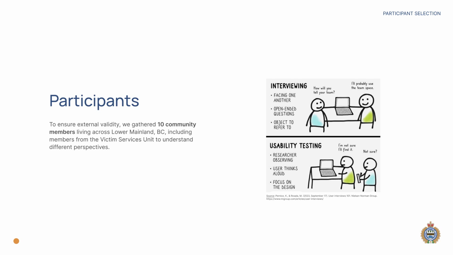So for our study, we selected 10 community members across Lower Mainland BC. 2 of the participants have association with the PMPD VSU. So overall, the participants represent the target situation where either the victim services related service providers or the community members seek appropriate resources for themselves or their friends and family. In this way, we ensured external validity.